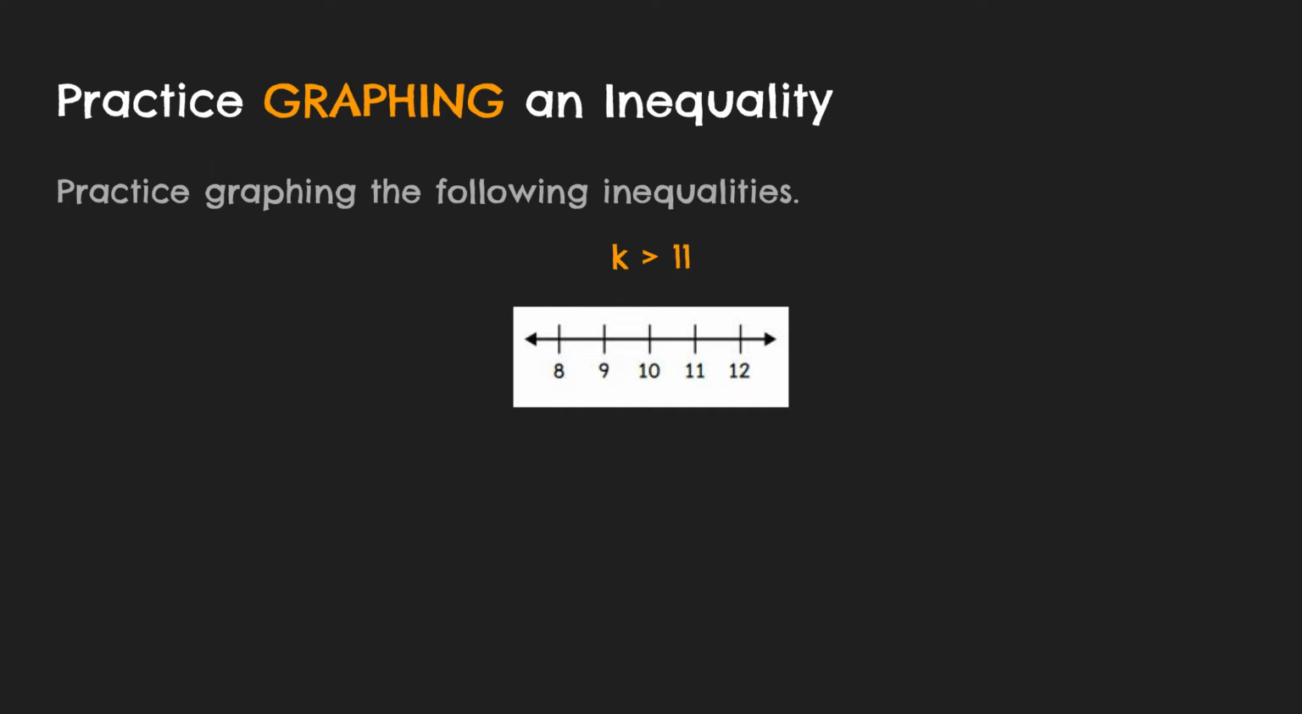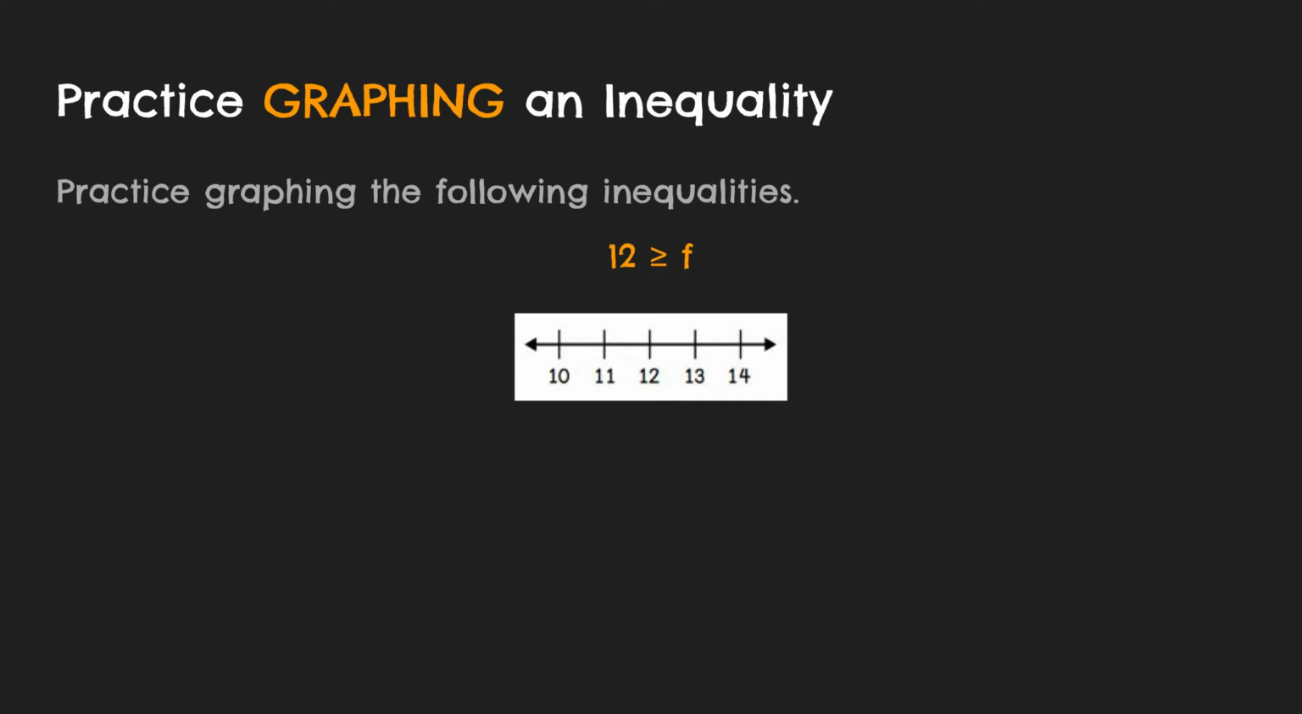All right, so on this one, k is greater than 11. So I'm going to go to 11, and I'm going to have an open dot at 11, because it can't be 11. It doesn't say equal to, but k is greater than, so I'm going to color everything to the right. All right, we have f is less than or equal to 12. Notice I'm starting with the variable, and I'm reading this way. So f is less than or equal to 12. So since it's equal to, I'm going to color in 12, because it could be equal to 12, and then it's going to be less than. F is less than or equal to, so I'm going to color everything to the left.